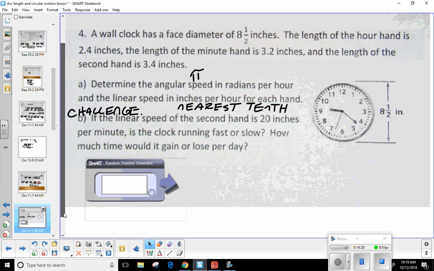Okay, so everybody from Ethan to the front of the classroom, you have the hour hand. From Alyssa around to Alex's row, you've got the minute hand, and then everybody else has the second hand.